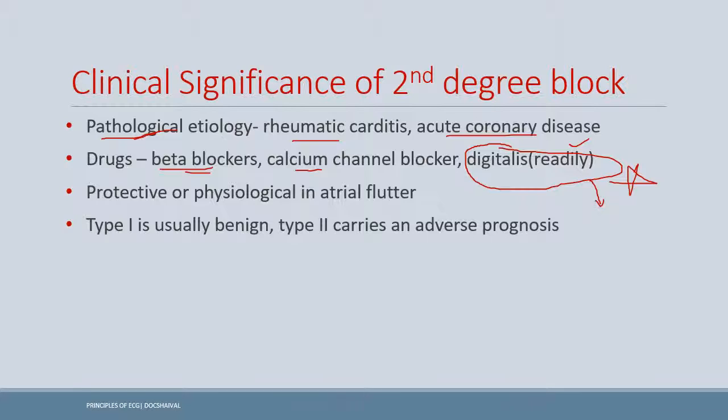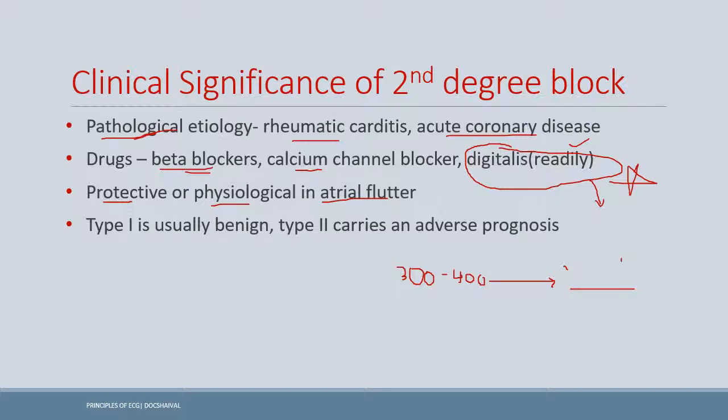Okay. Now, another principle here is that AV block is protective or physiological in atrial flutter. In atrial flutter, because of the reentrant loops, the atria contract again and again and again, at a very high rate, around 300 to 400. To prevent these high rate supraventricular impulses from moving to the ventricles, there is blocking at the AV node, and hence it prevents ventricular tachycardia or ventricular fibrillation like conditions. So important in atrial flutter, second degree AV block helps to prevent ventricular fibrillation or tachycardia.